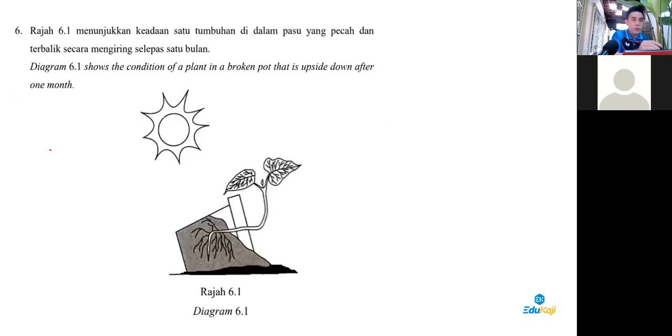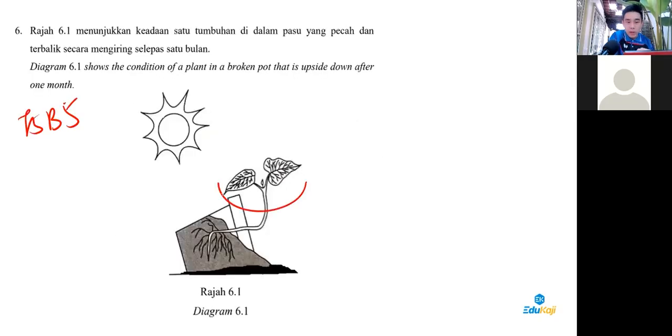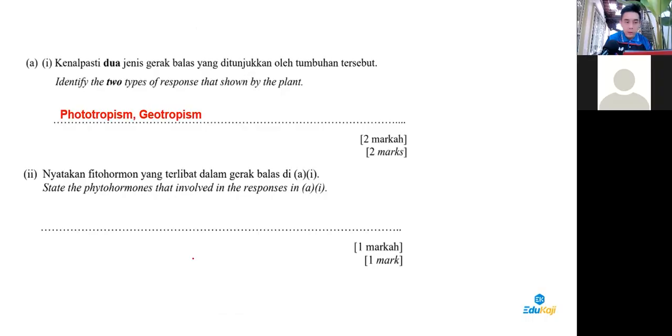Okay, so question 6 is from Form 5, Chapter 5, Tropism and Response. So there are two types of response that you're able to see from this particular picture here, which are phototropism and geotropism. The hormone involved is always auxin. Okay, auxin is involved.